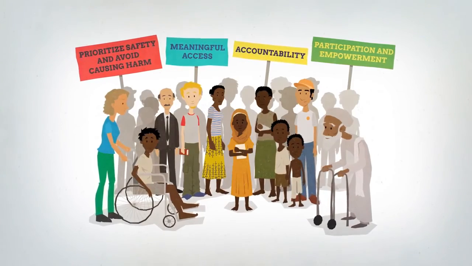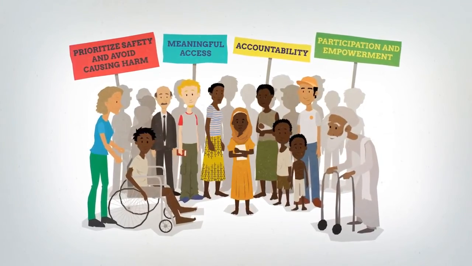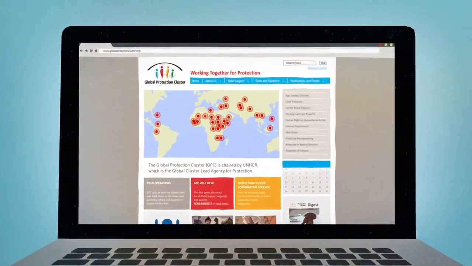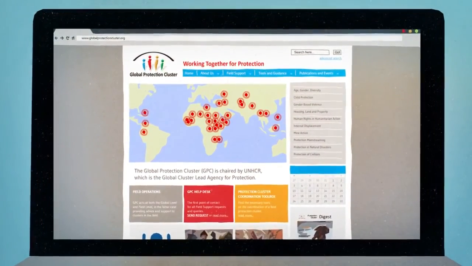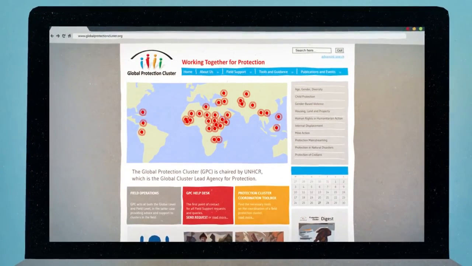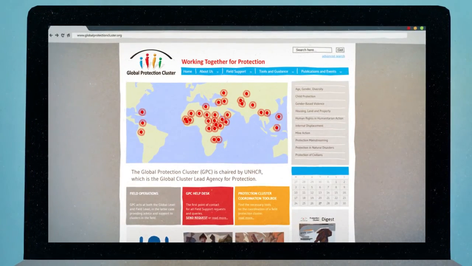Our roles might be different, but protection is everyone's responsibility. The Global Protection Cluster can provide resources to help you effectively mainstream protection into humanitarian assistance.